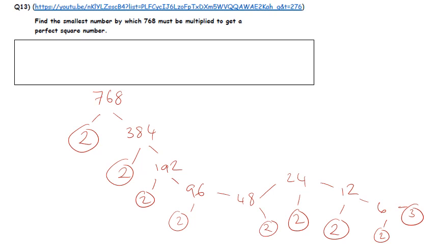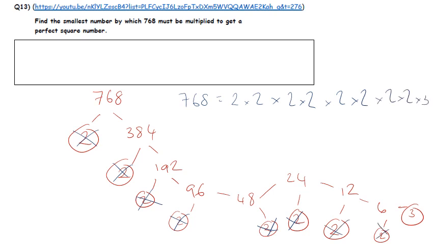Okay, so the prime factorisation for that 768 is therefore 2 times 2 times 2 times 2 times 2 times 2 times 2 times 2 times 3.